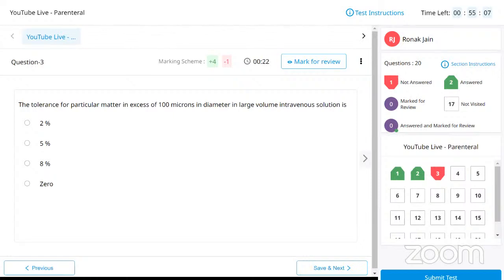SVPs are small volume parentals and LVPs are large volume parentals. Whatever the volume or quantity is, we should always understand that this dosage form is going directly into our veins, right? So it should not have any particles in excess of 100 microns that could cause blockage in our blood capillaries. So the answer for this is 0, because if there is any particle in excess of 100 microns or any big particulate matter, it shouldn't be a part of an intravenous solution. We should always have 0 particles of 100 microns.